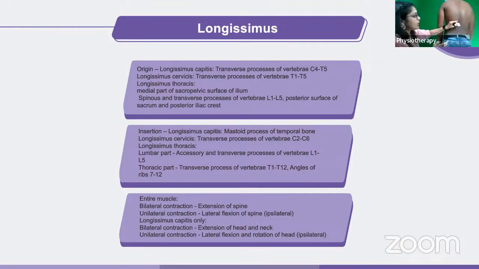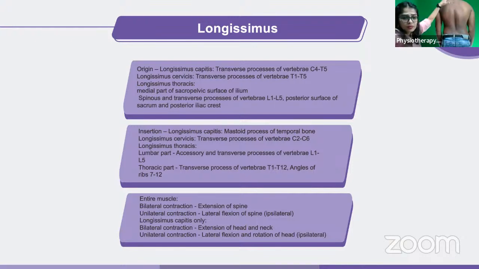If I place it here, this is the transverse process and this is the spinous process. It has the origin like this, and it gets inserted also to the transverse processes. So this is about longissimus thoracis. It had origin from sacrum and lumbar, and got inserted into T1 to T12.